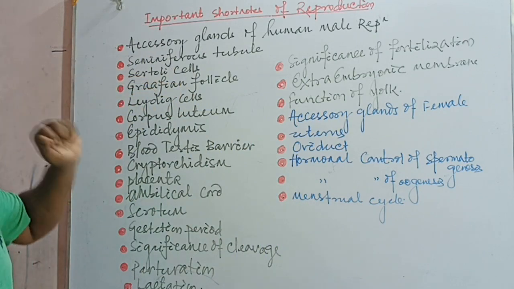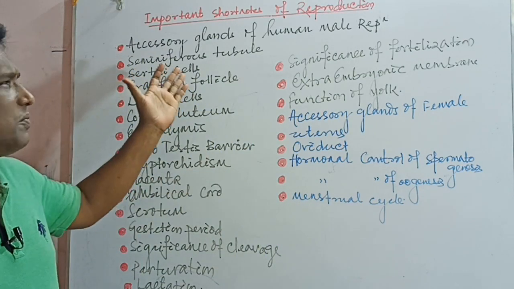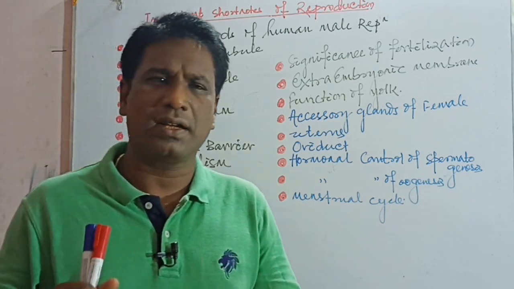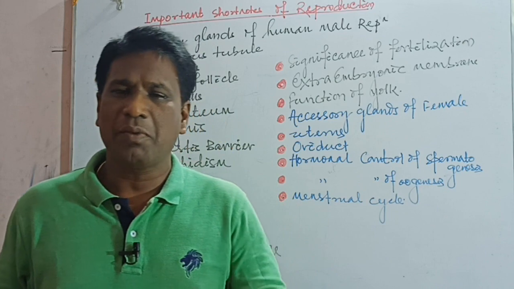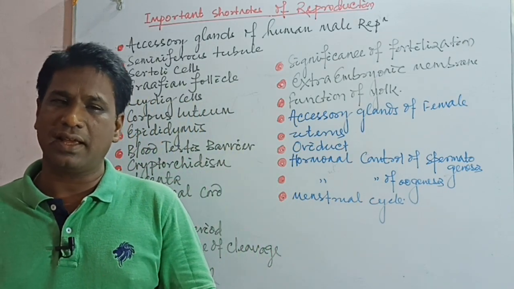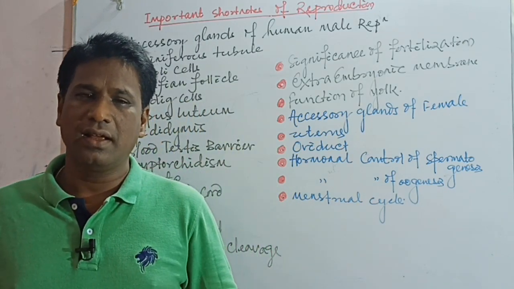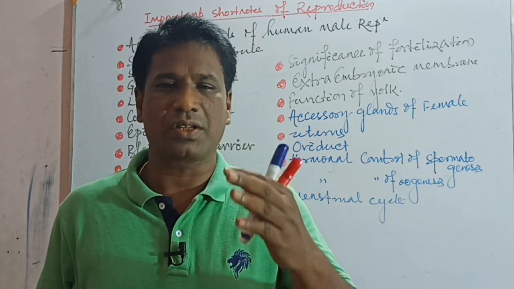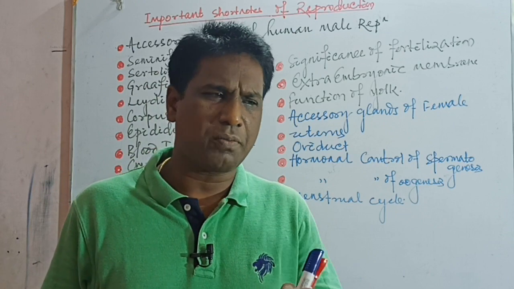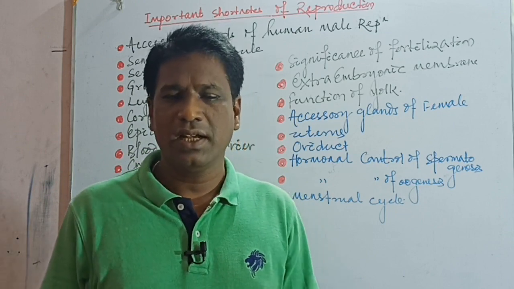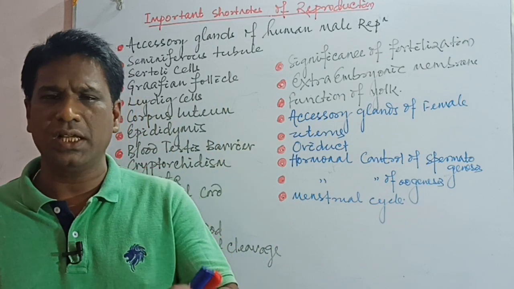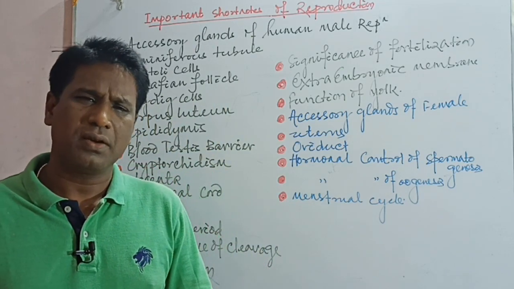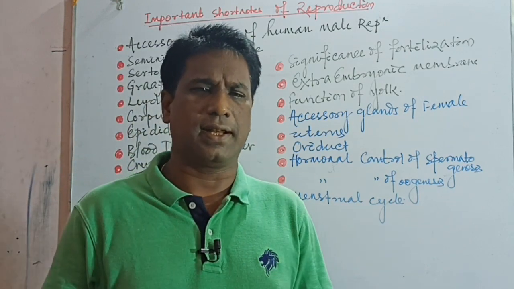Then the next one is the Sertoli cell. Students, just before I was telling you about the seminiferous tubule. Among the germinal epithelium of that seminiferous tubule, some larger cells are present. They are called Sertoli cells or sustentacular cells or sperm nurse cells. It contains glycogen to nourish the developing spermatozoa. That is the food for the sperm, therefore it is called the sperm nurse cell.